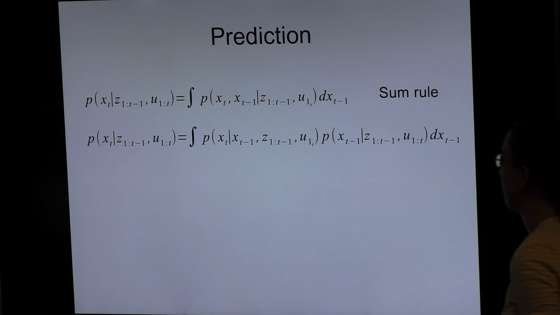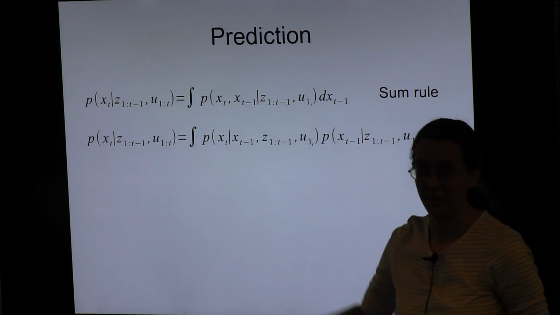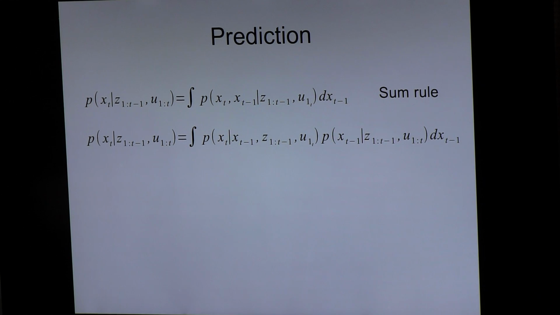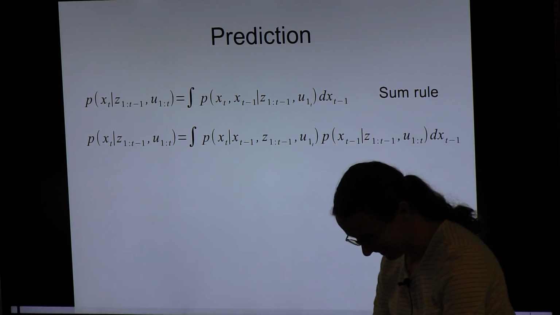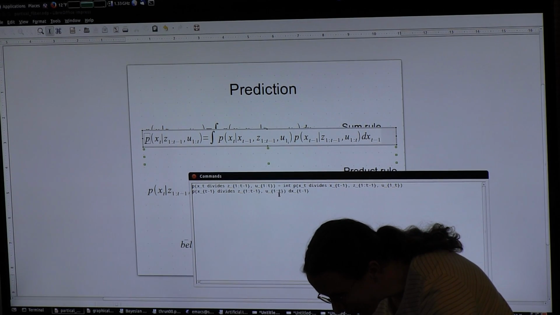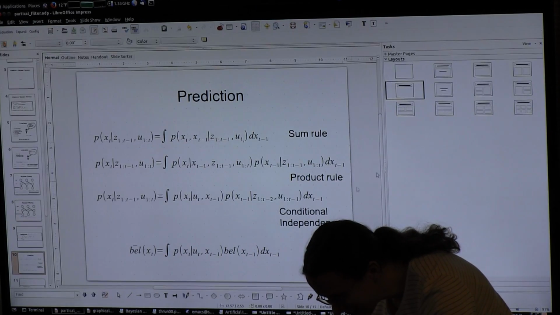Yeah, it should be 1 to t. There should be a colon in there. Sorry about that. Yes, u sub 1 to t, all of the u's. Sorry, guys. I can fix it. I just put an underscore instead of a colon.